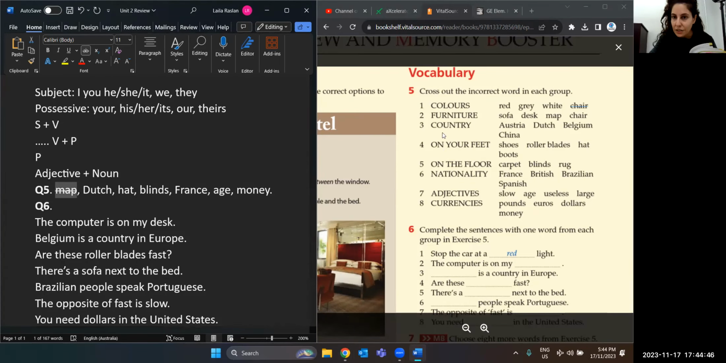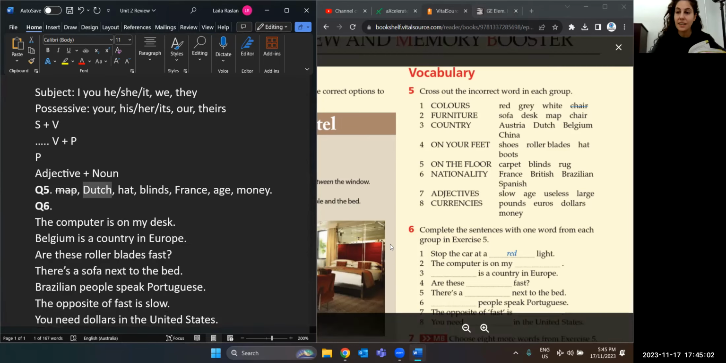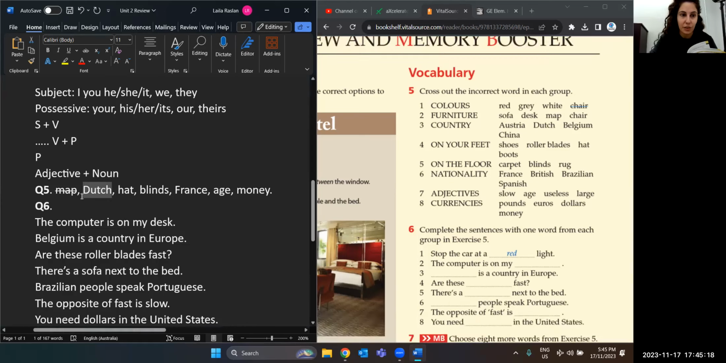Number 3, country. Austria, Dutch, Belgium, China. Dutch is a nationality. Remember we looked at countries, so the land, and then nationality is like saying I am Australian. So we have a difference between the country and the nationality. And then we also talked about the continent. There's, I think, 6 or 7 continents, group of land. And Australia is the only one that is a country and a continent. So Dutch is a nationality. So we cross that off.